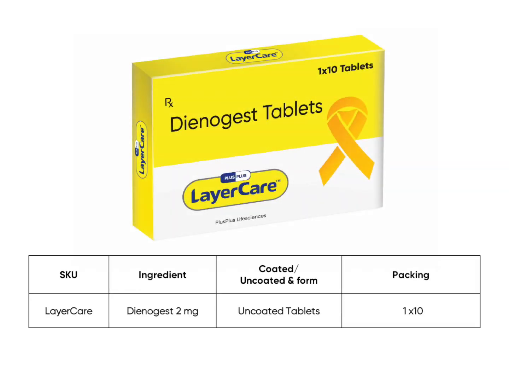Packaging of LayerCare. LayerCare comes in the form of uncoated tablets. Each strip has 10 tablets. The carton is yellow, with a mark of yellow ribbon. Around the world, yellow ribbon stands for endometriosis.